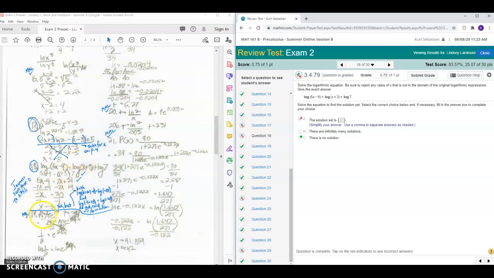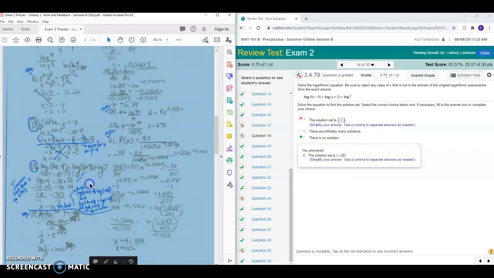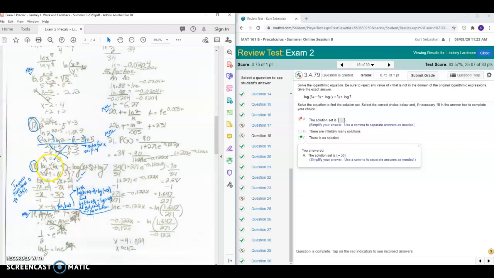So you end up getting a solution for x, but here's the problem. You have to also look back. So that is not your solution. You can't just plug that in, because when you look back at the original equation and you plug in x equals minus 30, notice that has us taking the log of negative numbers. That's not allowed. The log of negative numbers does not exist. That means there is no solution here.